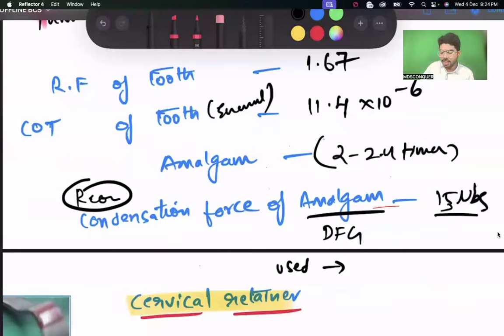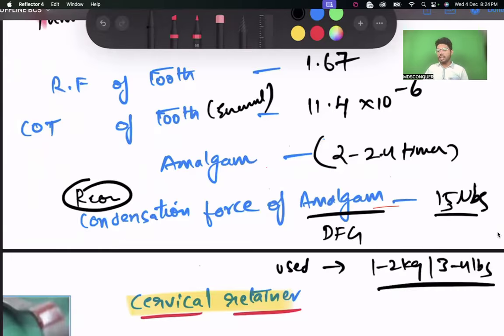So what we regularly use is 1 to 2 kgs or 3 to 4 lbs. Regularly used is 1 to 2 kgs or 3 to 4 lbs. Regularly recommended is 15 lbs.